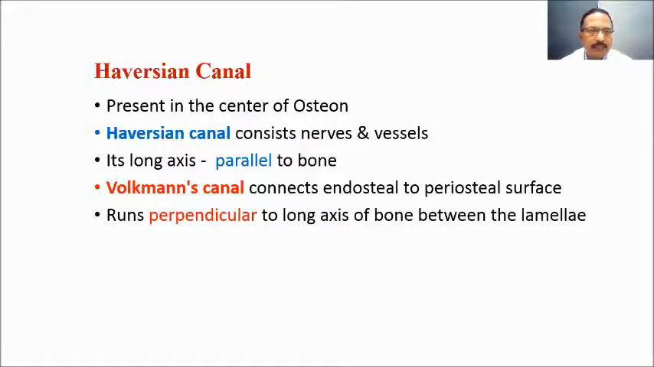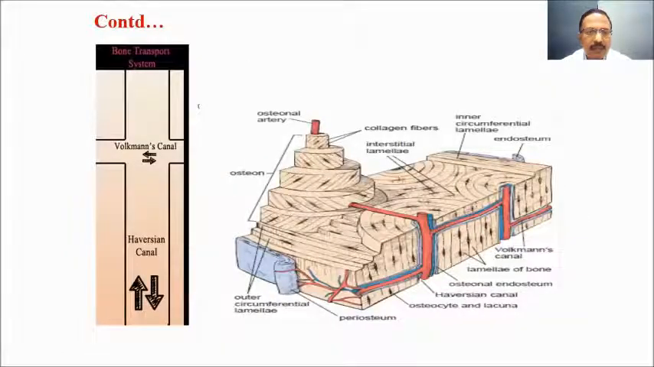Haversian canal, what is it? It is present in the center of an osteon. It consists of nerves and vessels, and its long axis is parallel to the axis of the bone, and they are interconnected by Volkmann's canal, which connects the endosteal surface to the periosteal surface, and they run perpendicular to the long axis of the bone between the lamella. So here we can see both Haversian canal and the Volkmann's canal, and they are bringing the blood vessels and nerve fibers to the bony lamellae as well as osteocytes.